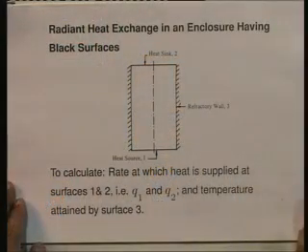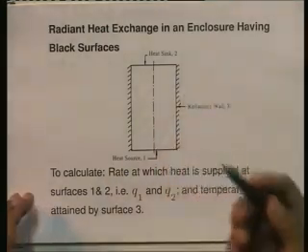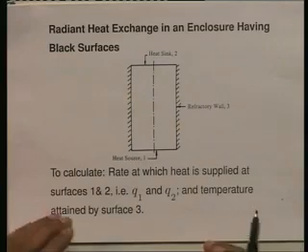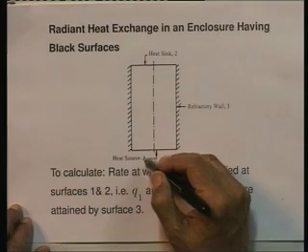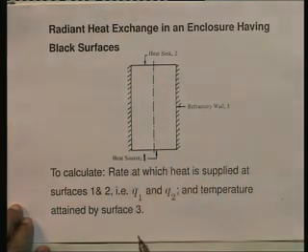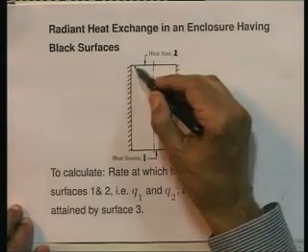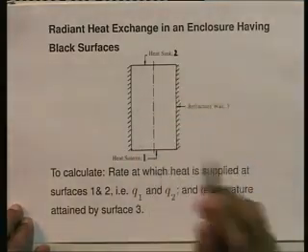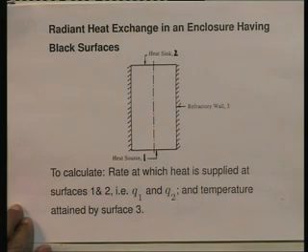Consider the following enclosure as shown here. This is a 3-surface enclosure. It is shown as a cylindrical enclosure, but it could be any 3-surface enclosure. The surface 1 is this surface, surface 2 is this surface, and surface 3 is the round surface, the curved surface of the cylinder.